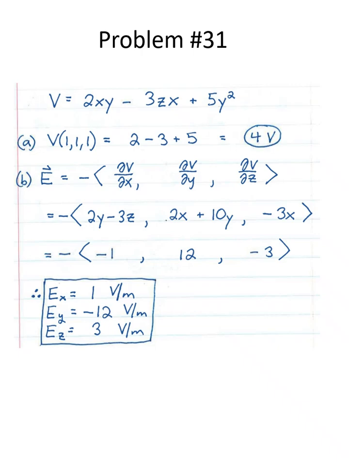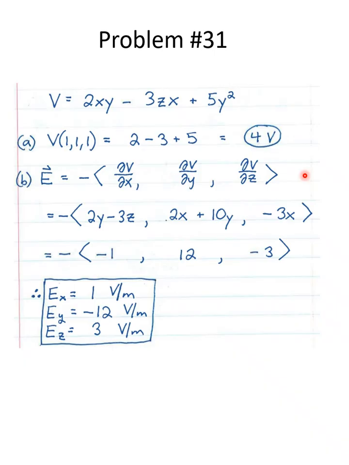All right, so first of all, the potential. This is just plugging in the values for x, y, and z. So we get 2 times 1 times 1, which is 2, minus 3 times 1 times 1, so 3, plus 5 times 1 squared plus 5. We add them together, 2 minus 3 plus 5, and we get 4 volts.